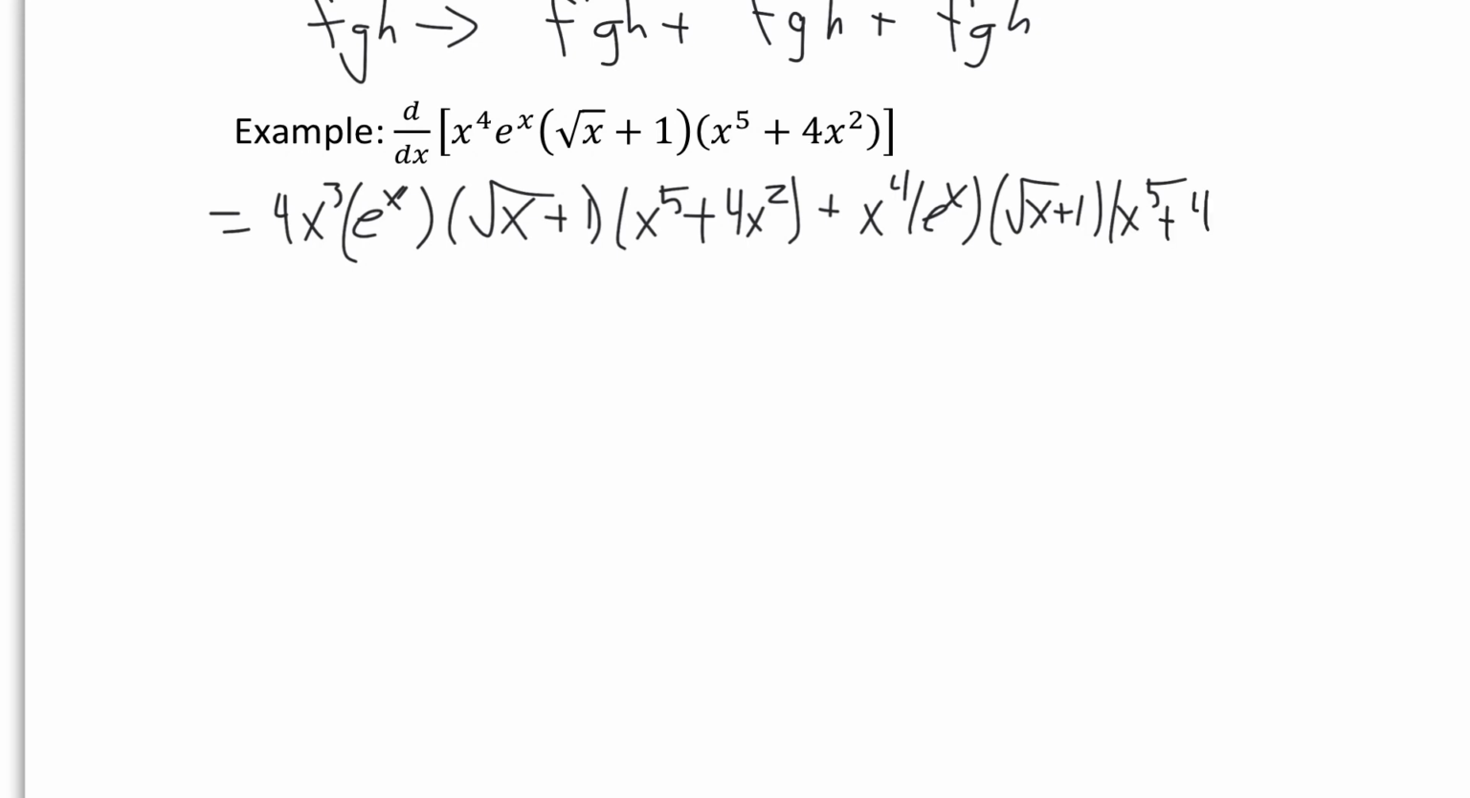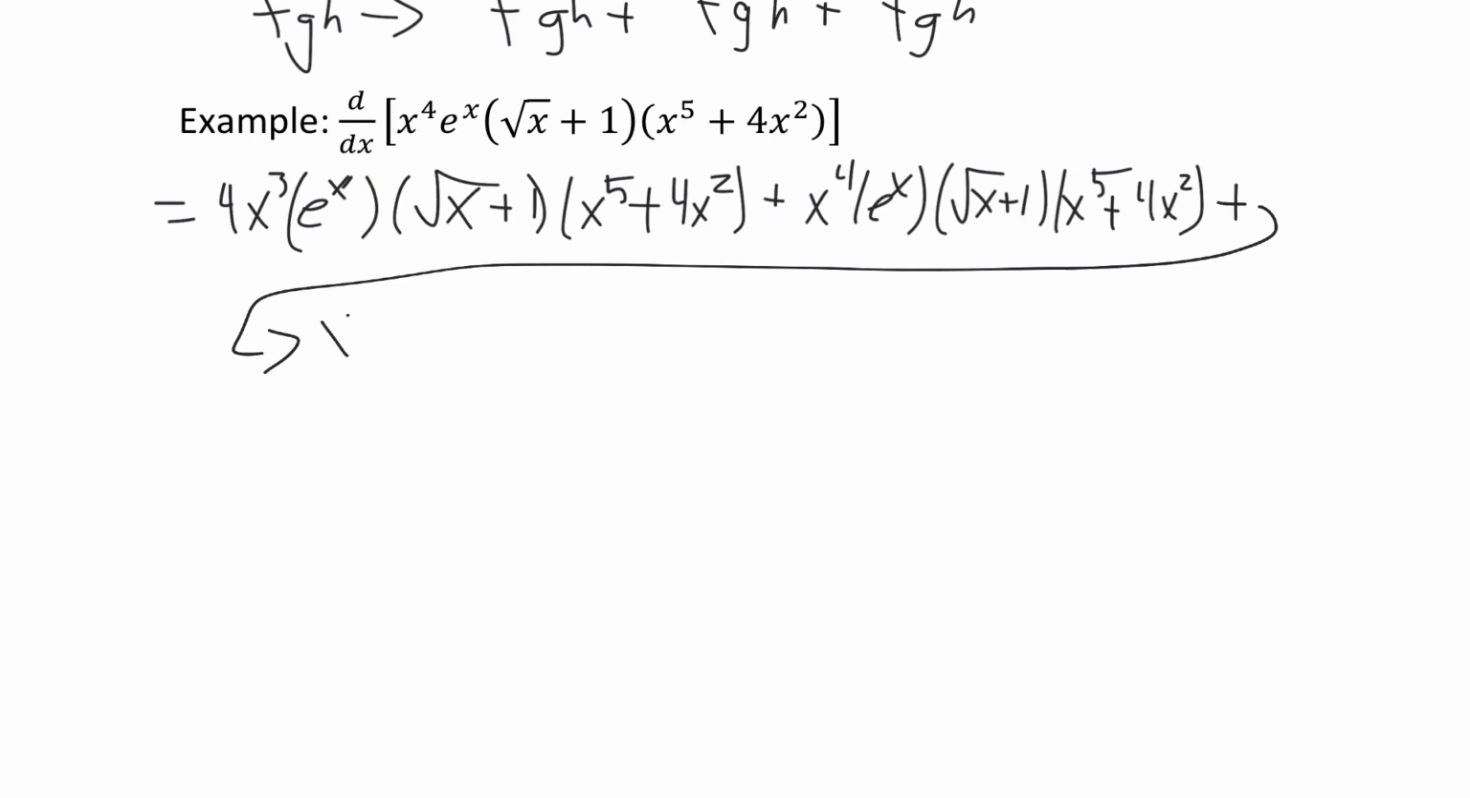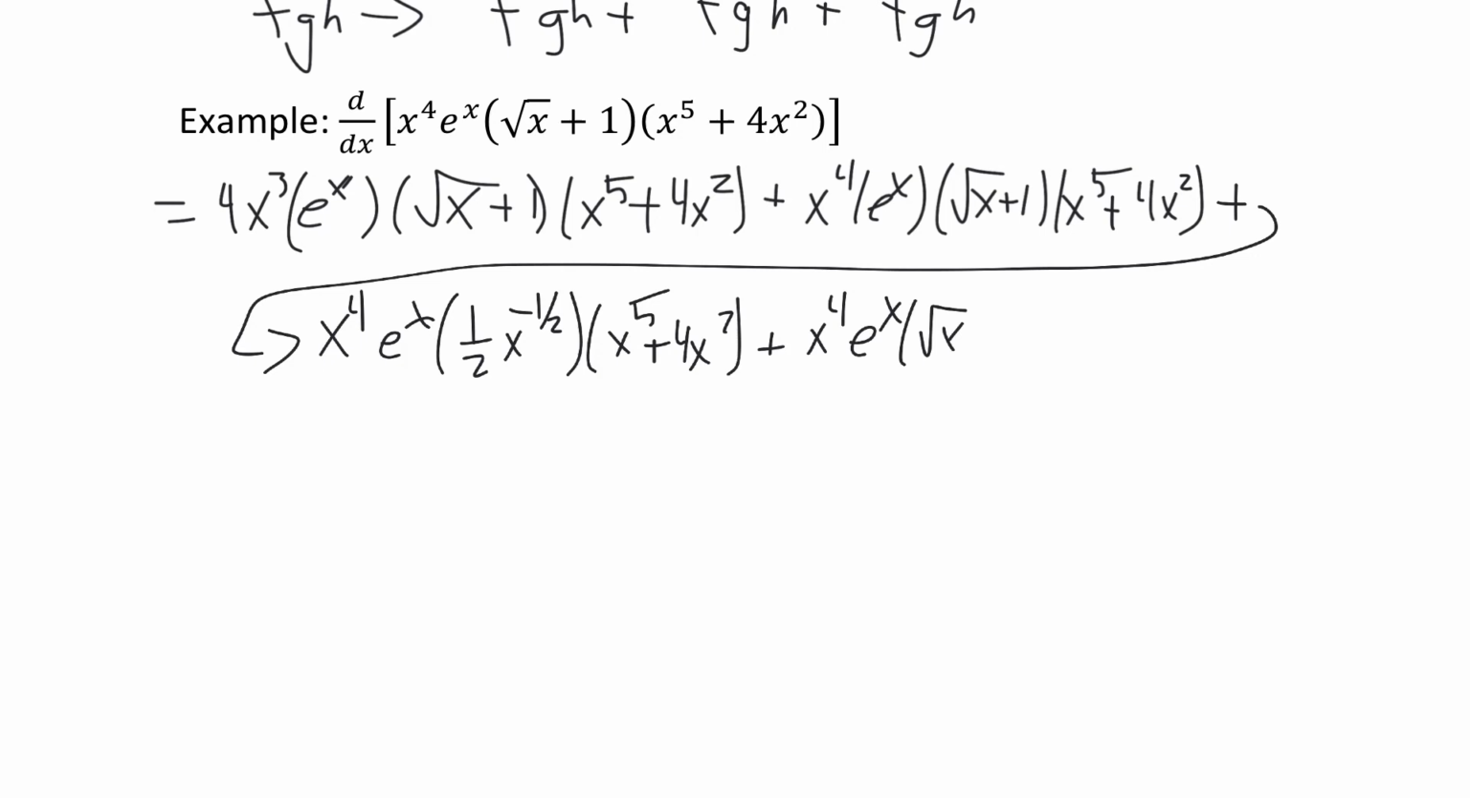Now, for questions that get so long that you sometimes can't fit them on your page, one thing you're welcome to do is put a plus, and then kind of snake an arrow along to keep going with the rest of it, just so it can stay on one page. Then we go for the next part, x to the 4 e to the x. Derivative of this will be 1/2 x to the negative half, x to the 5 plus 4x squared. And then x to the 4 e to the x, root x plus 1 times 5x to the 4 plus 8x.